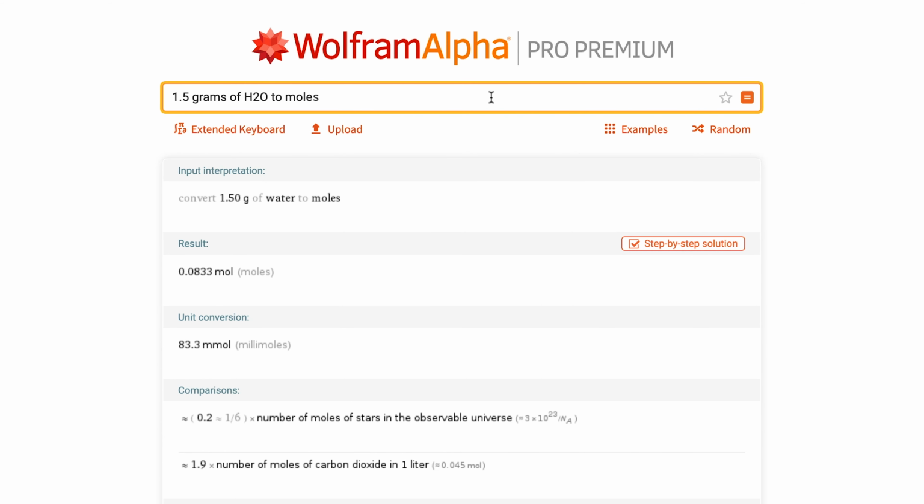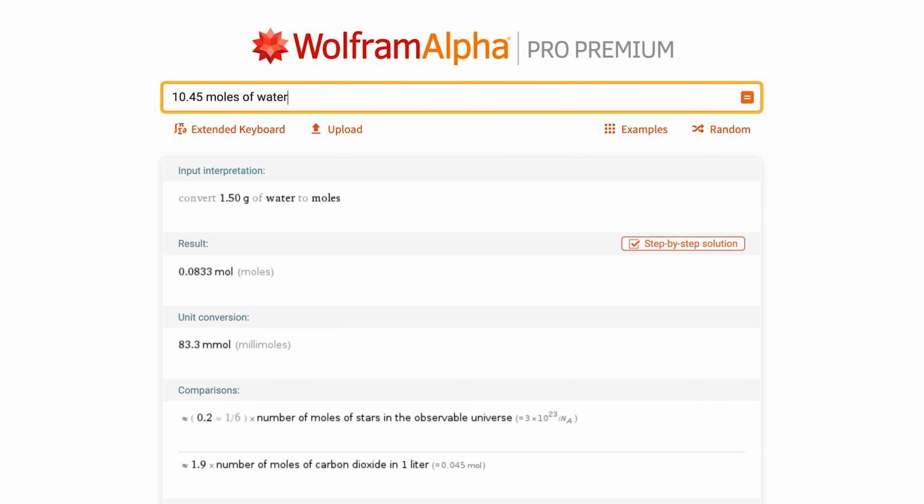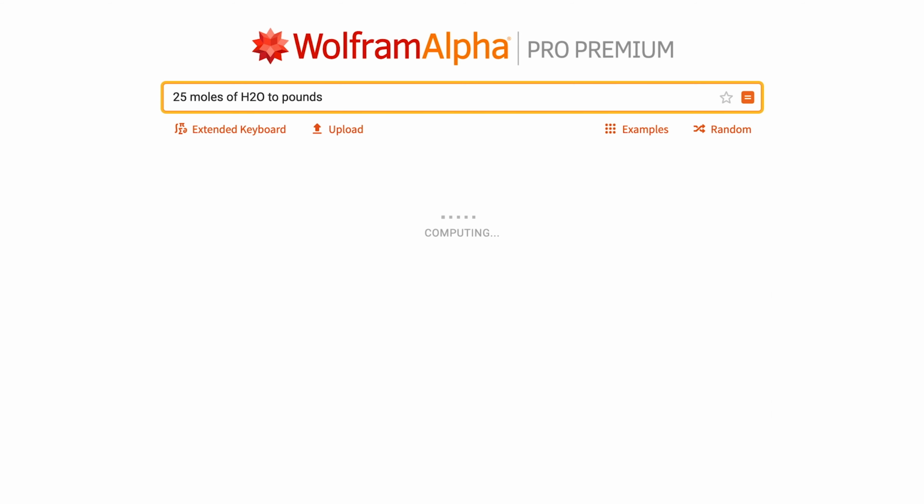To convert mole to mass, you need to provide the mole first. For example, 10.45 moles of water to mass. For a desired mass unit, you should explicitly mention it. For example, 25 moles of H2O to pounds.